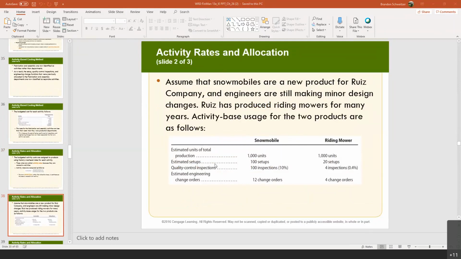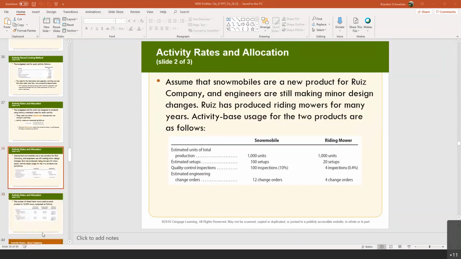The number of estimated setups is different for each type of product. For snowmobiles, it's 100 setups. For riding mowers, it's 20. For the quality control inspections, for snowmobiles, they're going to do 100 inspections. For riding mowers, it's 4. And the number of change orders for engineering, for the snowmobile, it's 12. For the riding lawnmower, it's 4.